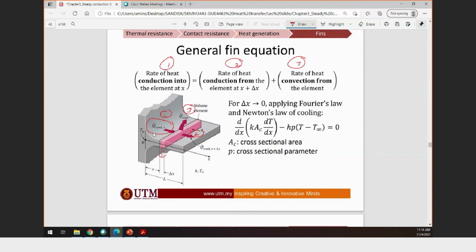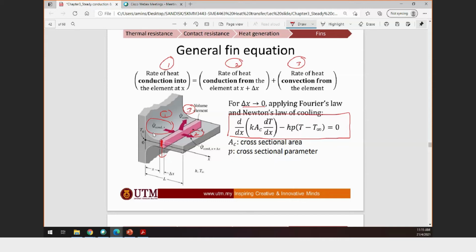For one particular condition at which delta X is nearly 0, this means this slice is very, very thin. We can see that the equation simplifies into this form, which is the effect due to the conduction and the effect due to the convection.